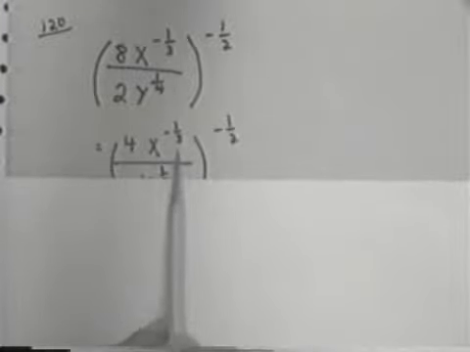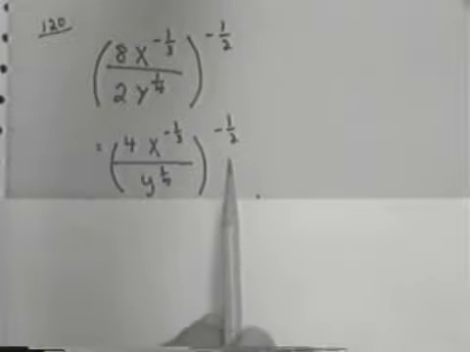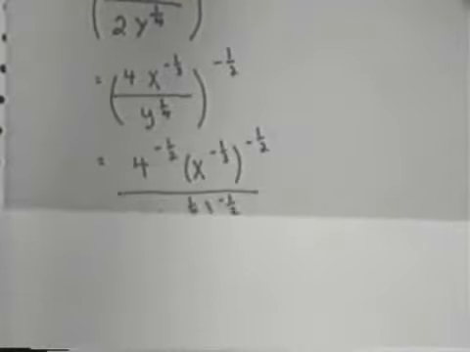Here we have 8x to the negative 1/3 divided by 2y to the 1/4, all raised to the negative 1/2 power. Well, I can do the 8 divided by 2 to get 4. So I'd have 4x to the negative 1/3, y to the 1/4 raised to the negative 1/2 power. Now an exponent outside the parentheses applies to all of the factors and the divisors inside the parentheses. So I have to apply the negative 1/2 to my two factors and my divisor.